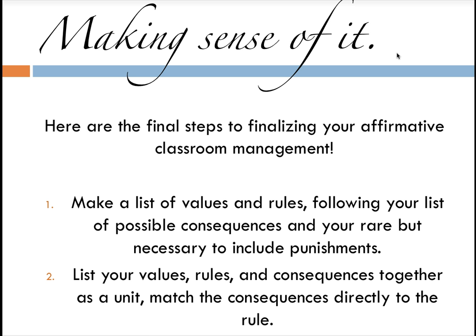Okay, so now we want to make sense of this all. And here are the final steps when you're doing your own affirmative classroom management. First, make a list of values and rules, following your list of possible consequences and your rare but necessary to include punishments. List your values, rules, and consequences together as a unit. Match the consequences directly to the rule. And lastly, it's important to know that fair is never equal.